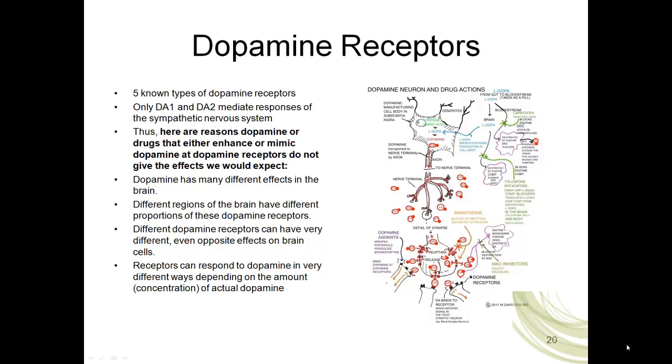However, I want you to know that in the brain, of course, we have all of these receptors, and you know what? Dopamine has so many quirky effects. Dopamine has many different effects in the brain. Different regions of the brain express these different receptors, DA1 through 5, and some of these regions can even express different portions of each of these different receptors, which really makes things messy.